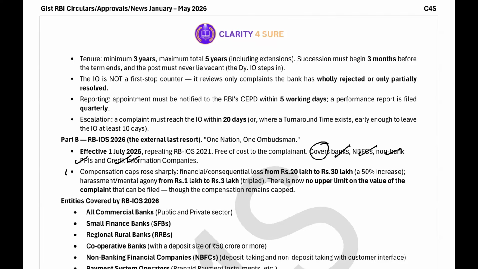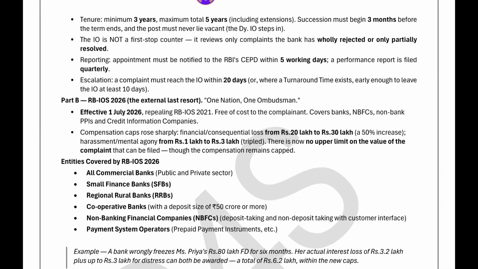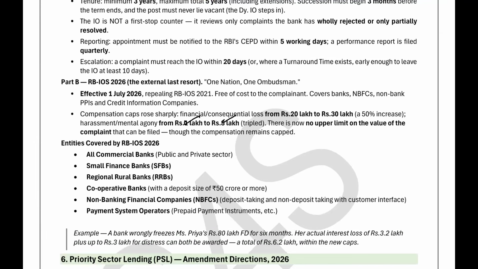Is it clear? The compensation caps rose sharply. Financial loss from rupees 20 lakh to 30 lakh, a 50% increase. We noted that down. Harassment and mental agony from rupees 1 lakh to 3 lakh, that has been tripled. How much? Harassment and mental agony compensation was tripled, from 1 lakh to 3 lakh. There is no upper limit on the value of a complaint that can be filed, though the compensations remain capped. Is it clear? And this is important for your prelims.